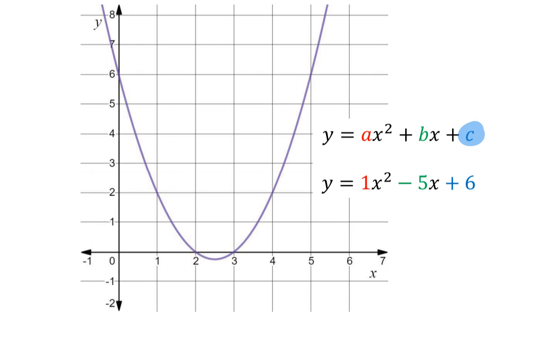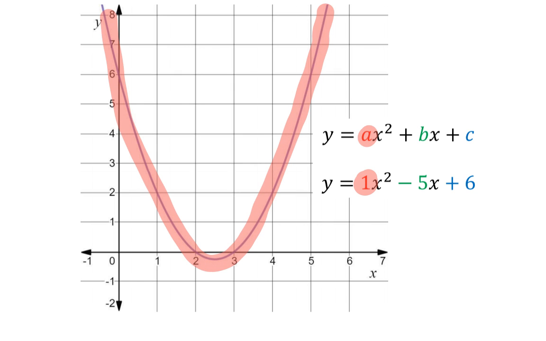c represents the y-intercept, which makes +6 the y-intercept. And if you look at the graph, the y-intercept is +6. b is -5, and this doesn't really tell us anything useful. a can tell us about the direction of opening, and it is +1. Since it is positive, that means the parabola is smiling or it's opening upwards.